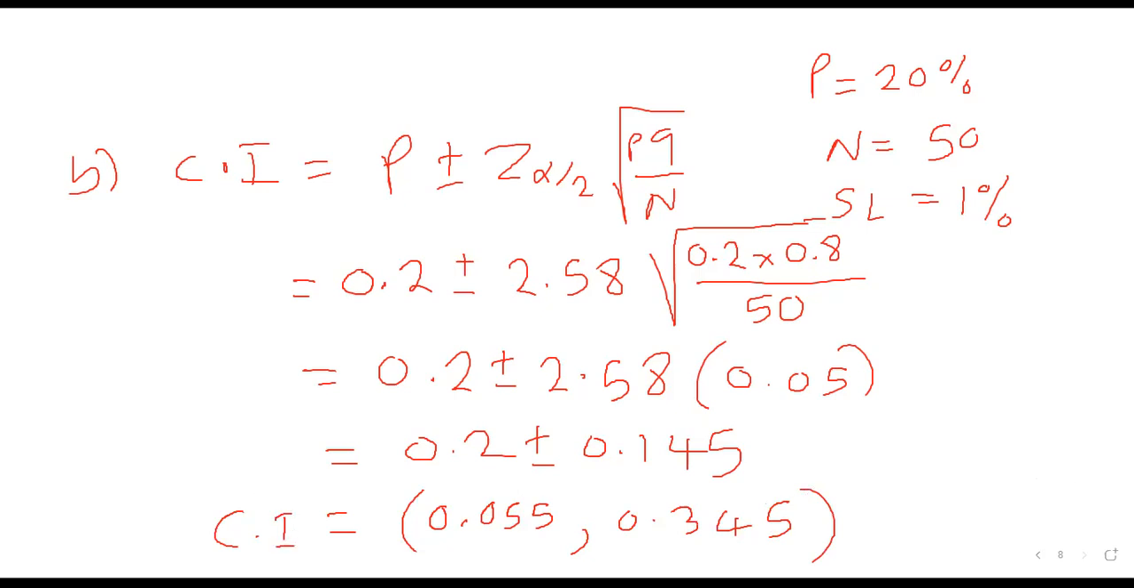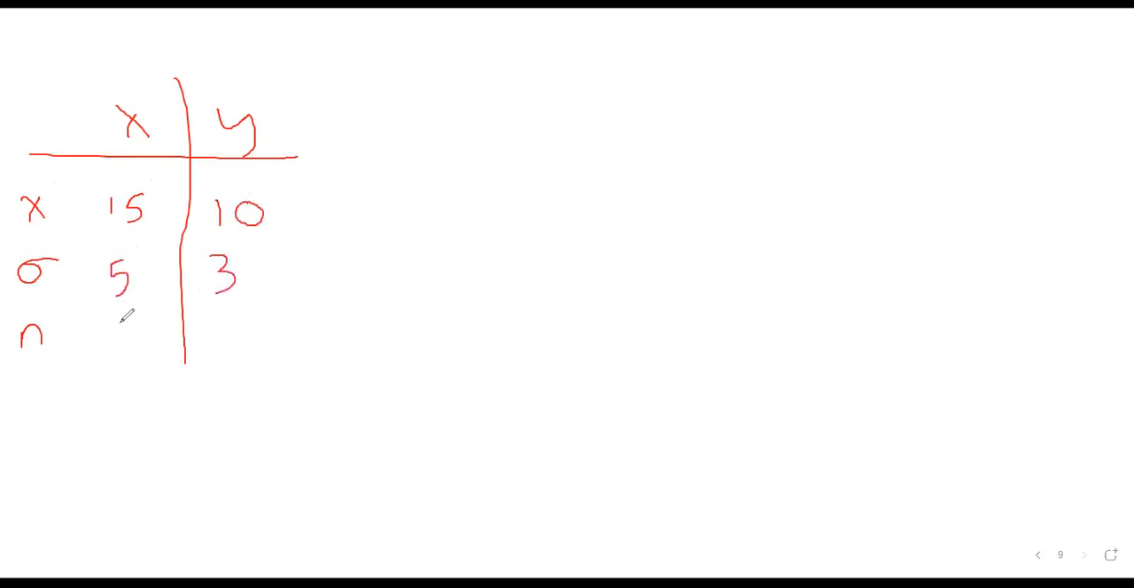So this is how the confidence interval question looks. Sometimes we may have two sets of data, x and y. Then you have the mean, the standard deviation, and the sample size. Maybe here we have 15, and here 10. Here 5, here 3, here 30, and here 35. And we're given our alpha of 0.02.